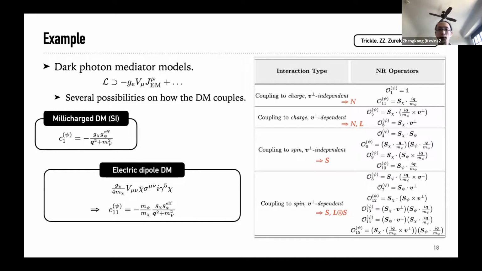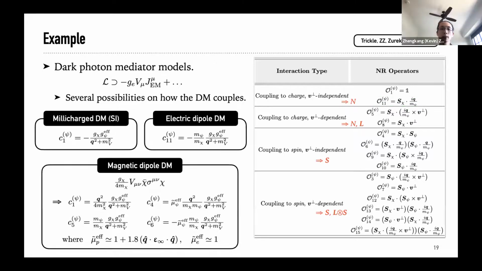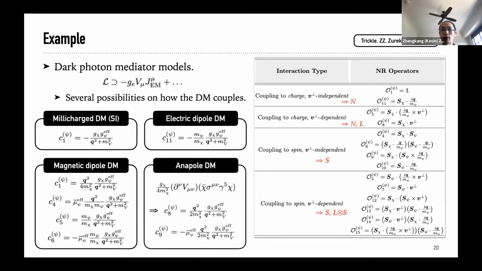For example, the dark matter can couple via an electric dipole moment, and here is the dimension 5 operator in the relativistic theory. In the non-relativistic theory, we generate O11, so a different operator. Similarly, we can consider a magnetic dipole dark matter model where 4 of these operators are generated at leading order, and they generate different crystal responses. And finally, we consider an anapole dark matter model, which is a dimension 6 operator in the relativistic theory. And here also operators in different categories are generated.